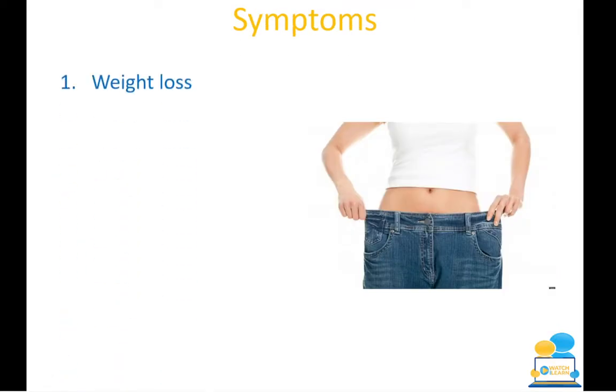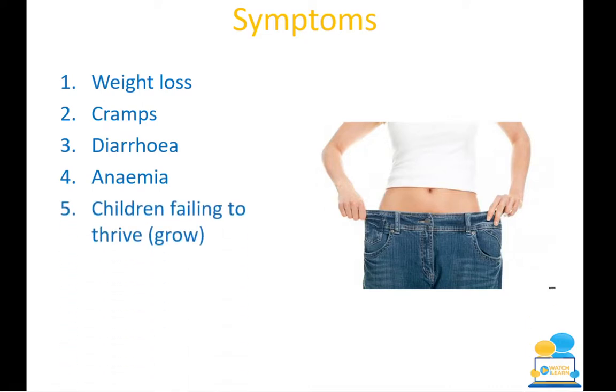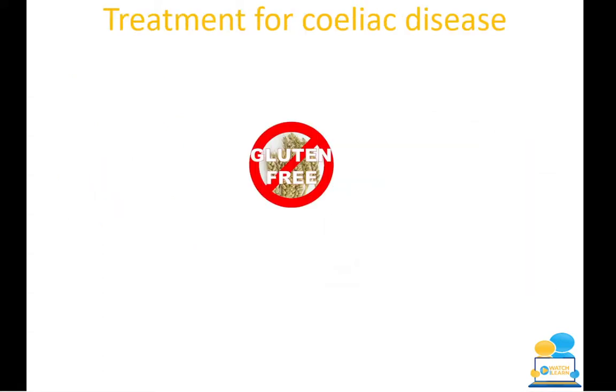Symptoms include weight loss, cramps, diarrhea, anemia, and children failing to thrive. A pediatrician will often pick up on this and get blood tests done to see if you are celiac.